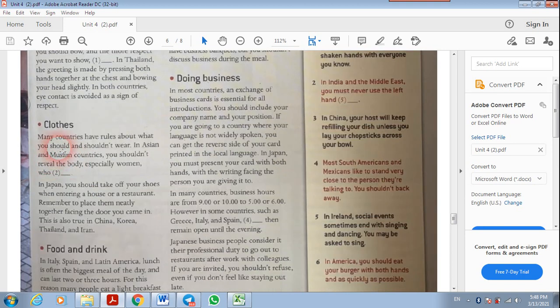Clothes. Many countries have rules about what you should and shouldn't wear. In many countries, there are rules about what you should wear and what you should not wear. Wear means to dress. In Asian and Muslim countries, you shouldn't reveal the body.